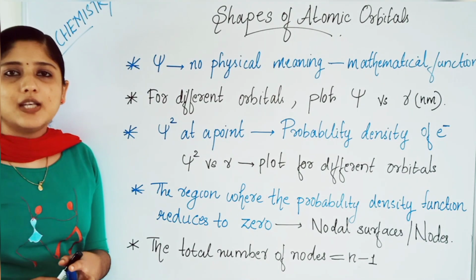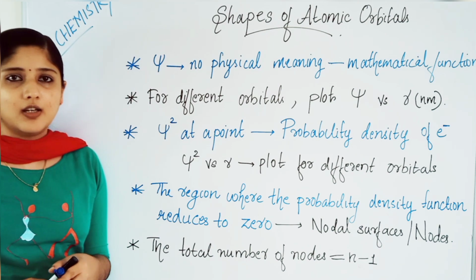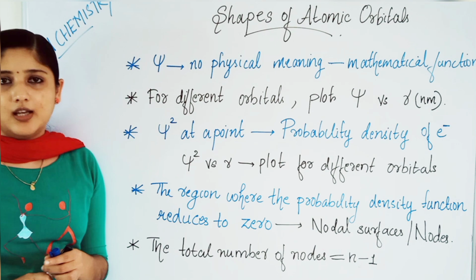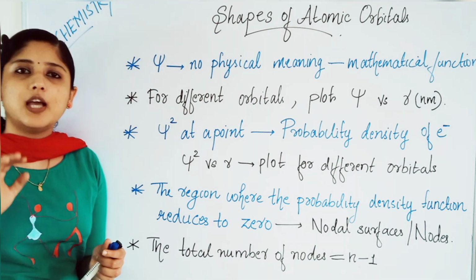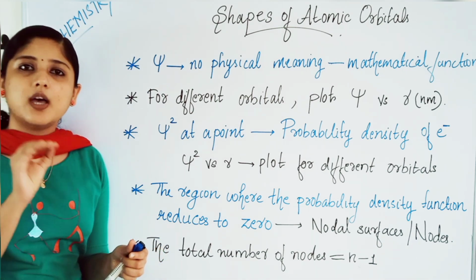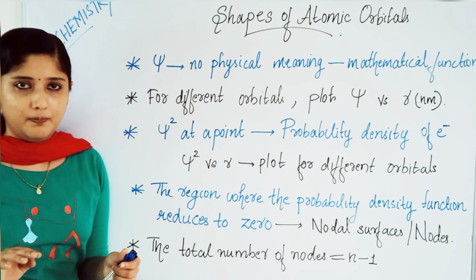We have already studied about psi. Psi is a wave function, isn't it? And also about psi square, the probability density. That is the probability of finding an electron in an atom. It's the probability density and it's the square of the wave function psi, or we will call it psi square.